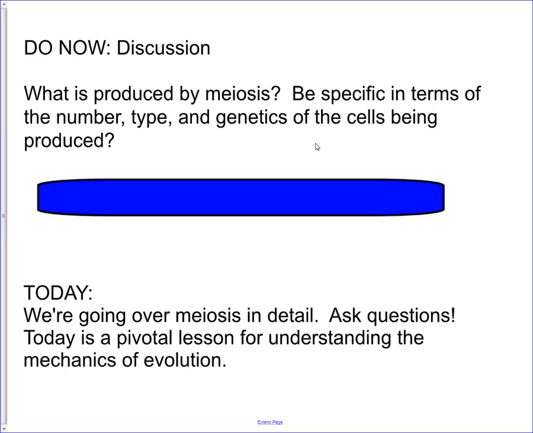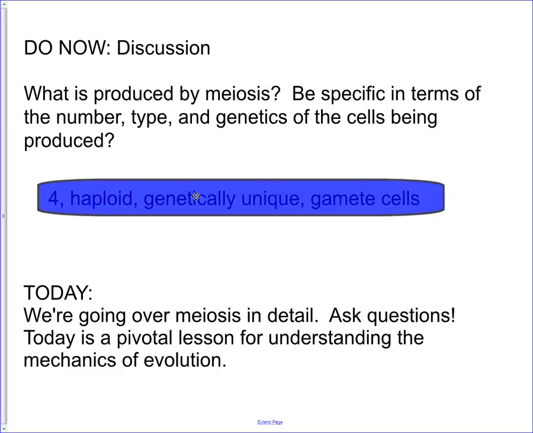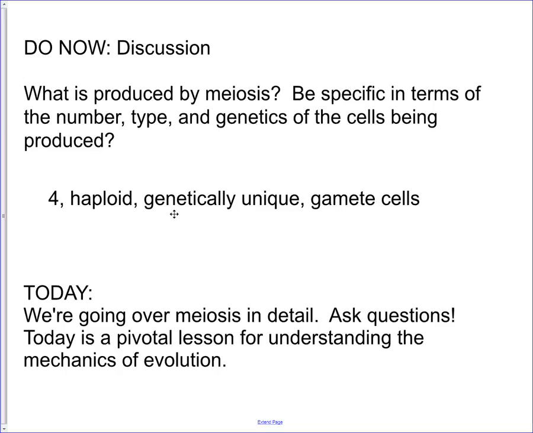So to begin with, let's talk about what meiosis produces. Being specific in terms of the number, type, and genetics of the cells being produced, you'll end up with 4 haploid, genetically unique gamete cells. This is different than mitosis, where you have 2 diploid, genetically identical somatic cells.